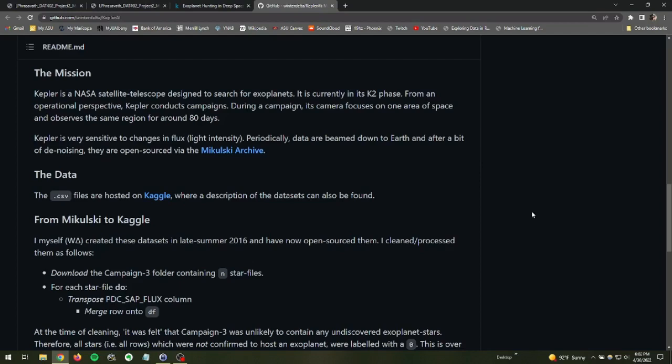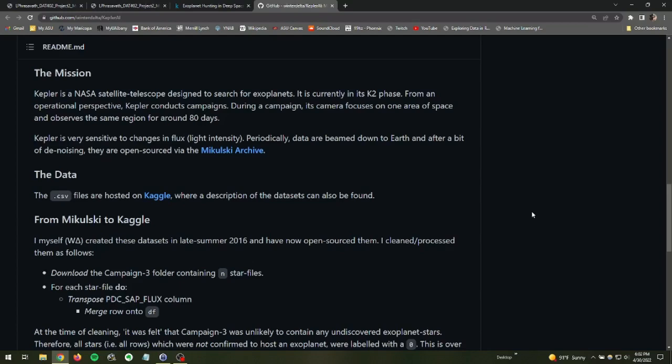It's very sensitive to changes in flux, which is a characteristic of stars. It measures the light intensity emitted from these stars. And the idea is that we could maybe use this information to detect the presence of exoplanets orbiting these stars. And exoplanets are planets that have Earth-like characteristics.